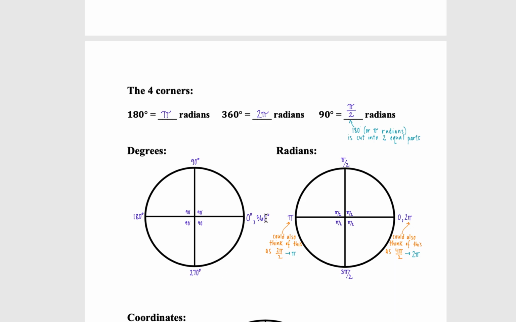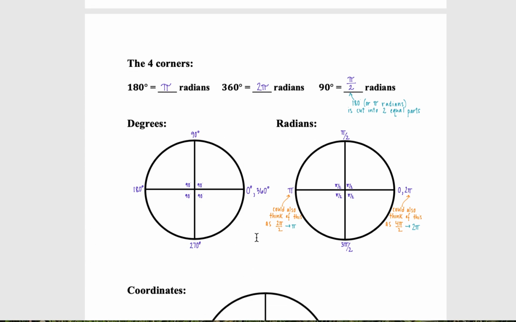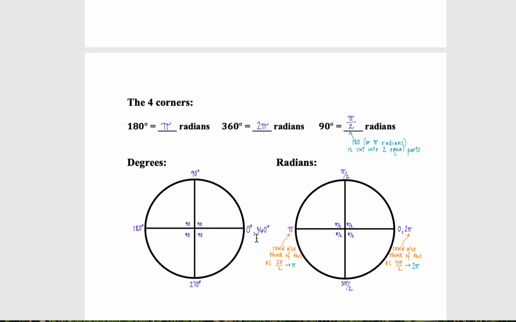I could even move backward. I could start at 360 and subtract 90. That would get me backward to 270. You can really work your way around the circle in any direction you want, but we want to be aware of how much we're adding or subtracting as we move around. Okay, so there's our 4 degree locations for what I'm calling the 4 corners.